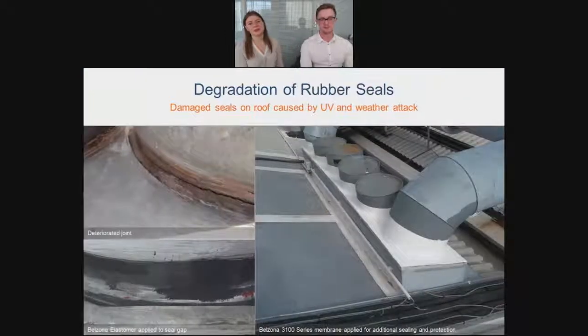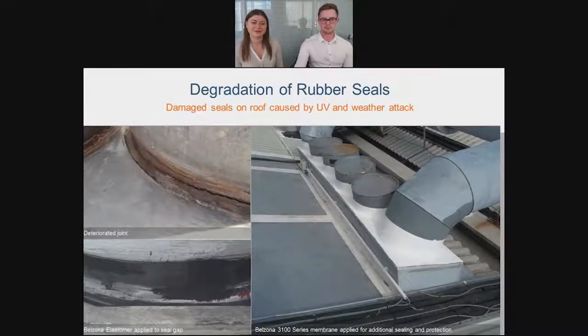So as Henry was talking about the versatility and flexibility of Belzona materials, let's look at these features in action. Here, the effect of weather and UV caused rubber seals around ductwork penetrations to degrade, allowing rainwater to leak directly into the production area, creating disruption in production and, of course, safety issues. So the joints were resealed with an elastomer before applying a fully reinforced flexible membrane system. And the application was completed in 2 days without disrupting production, giving a long-term water and weather-resistant solution.